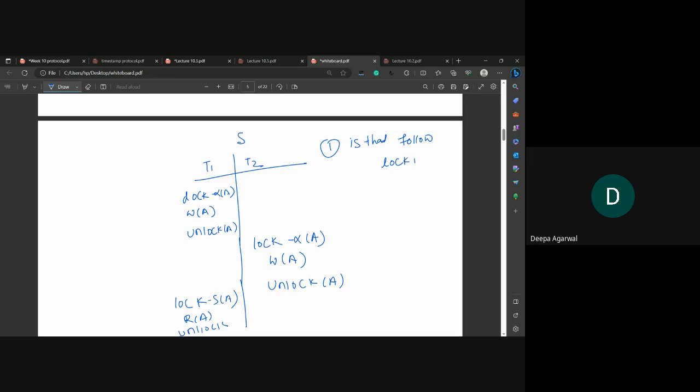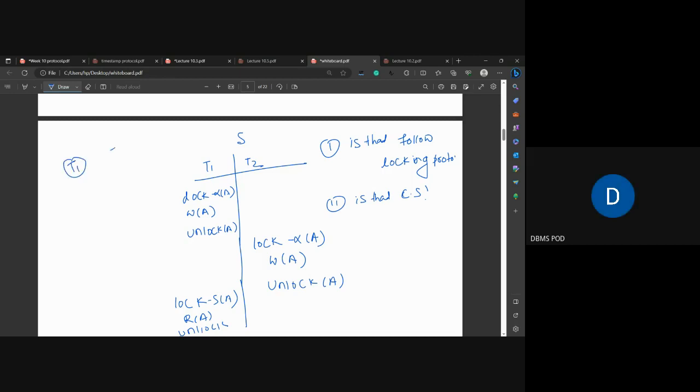Yes, sir. Is that conflict serializable? Second question: is that conflict serializable? No, sir. So let's draw the precedence graph.